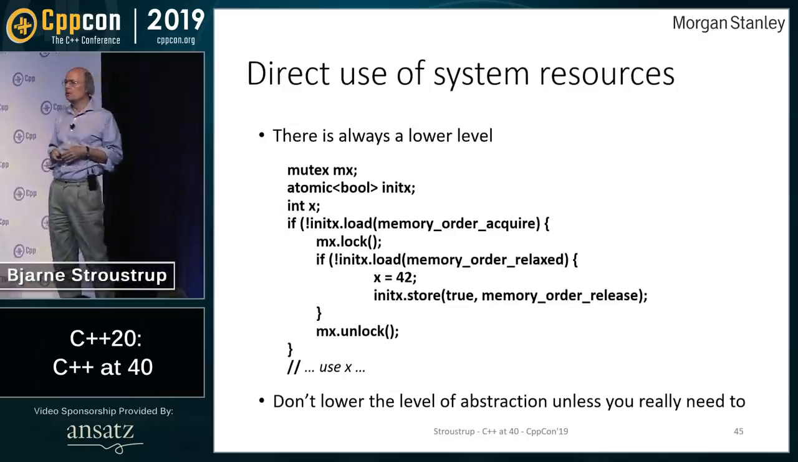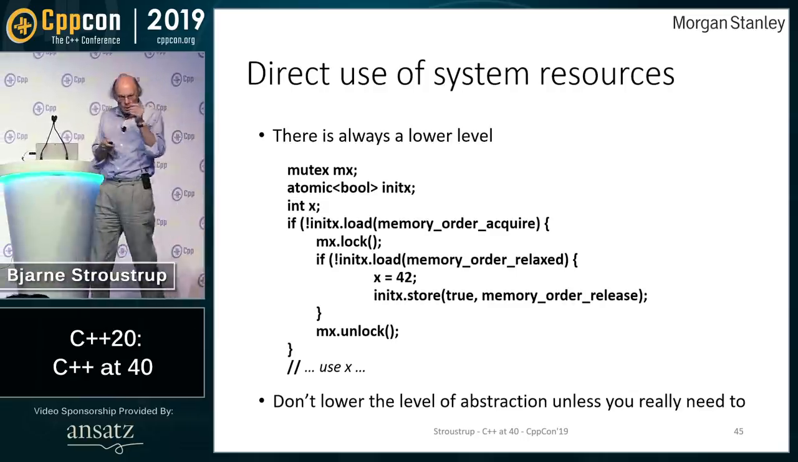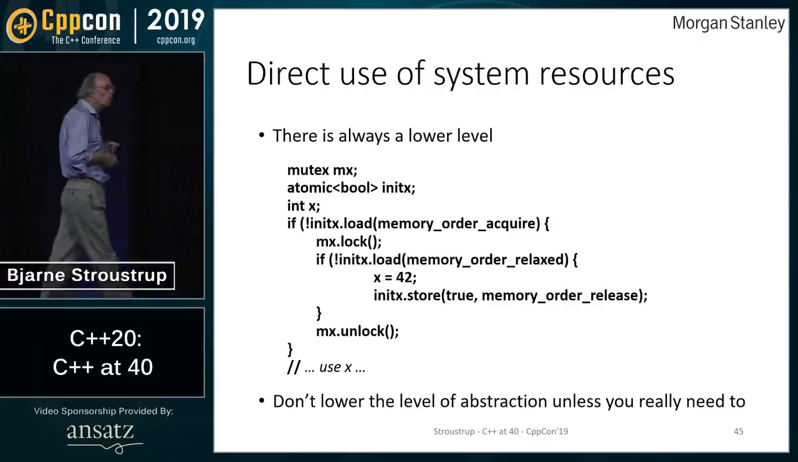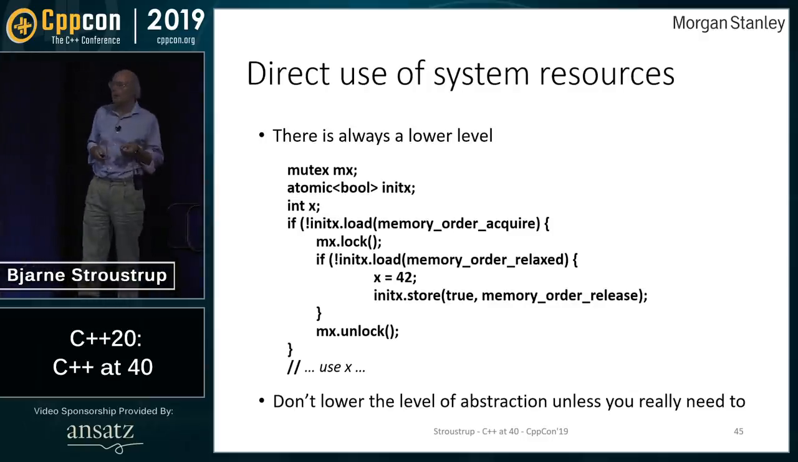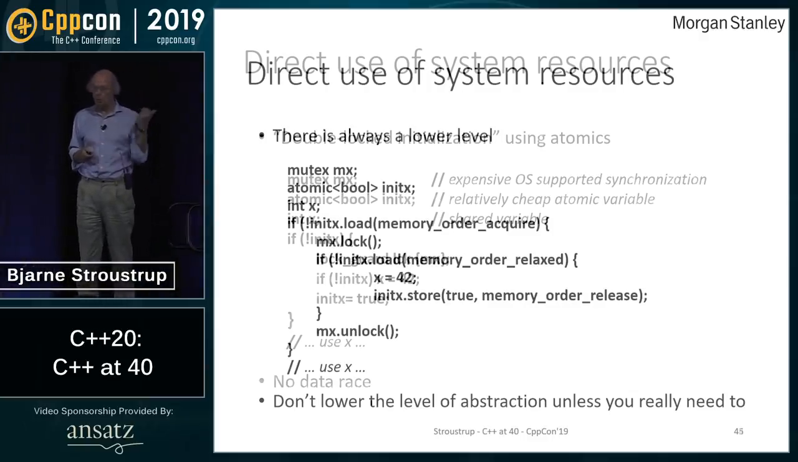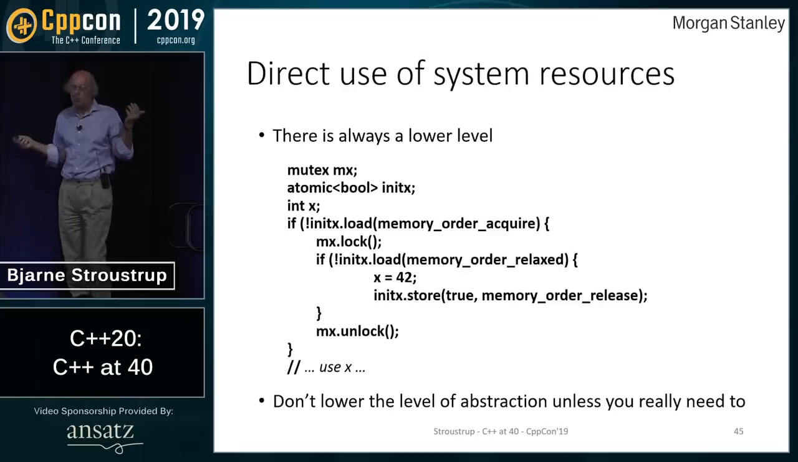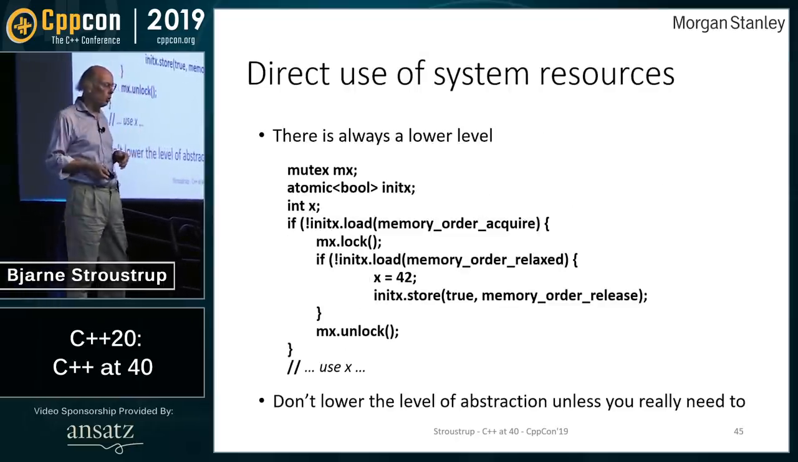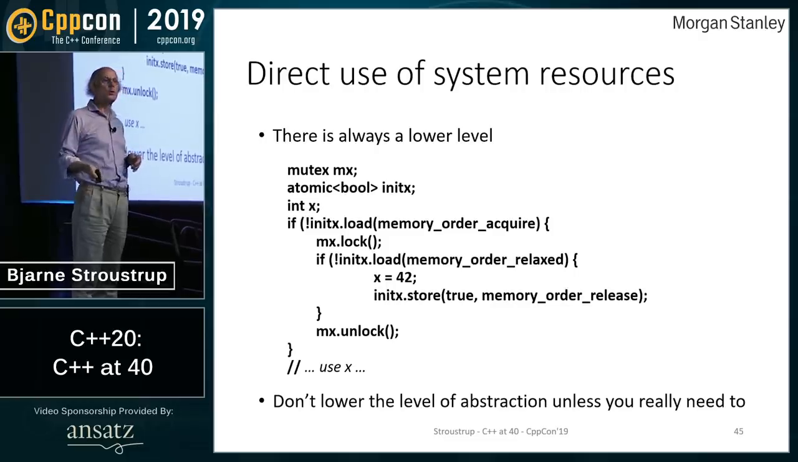If this is too high level for you, if you really need to tune it for a particular piece of code, maybe code on a machine where the compilers weren't able to generate this code from the higher level code, you can do it. There's always another layer of the onion. But don't do this unless you have to.